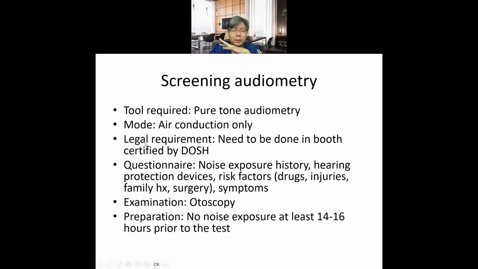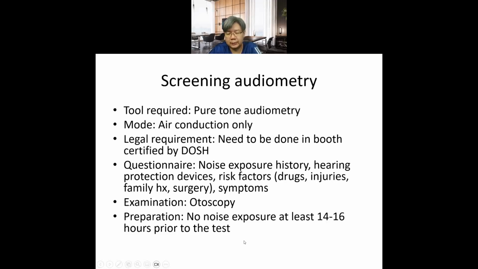And actually, for pure tone audiometry, there are two methods of testing. One is using air conduction, the other is using bone conduction. But for the purpose of screening at the workplace, we only do air conduction, because bone conduction will take a long time to carry out. And it has to be done in a booth which is certified by DOSH. They have to fill in the questionnaire and carry out an otoscopy examination. This otoscopy is usually done by the OHD.